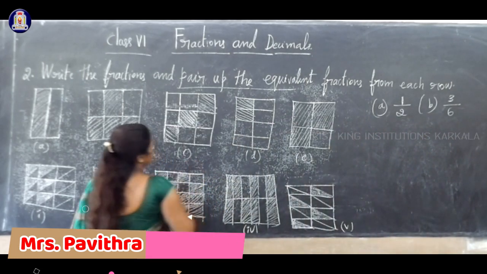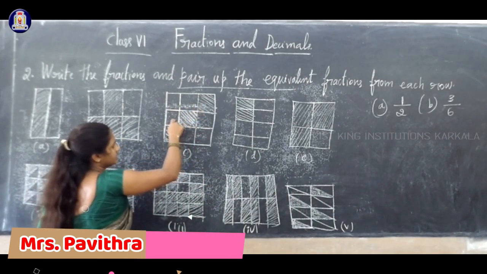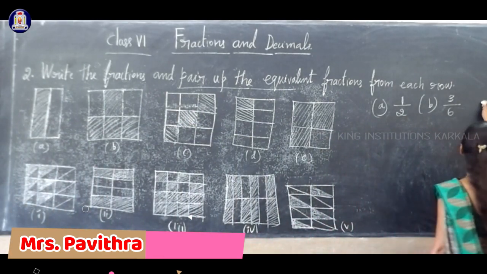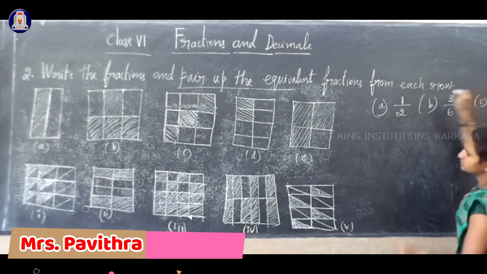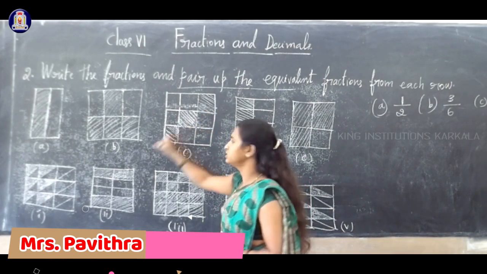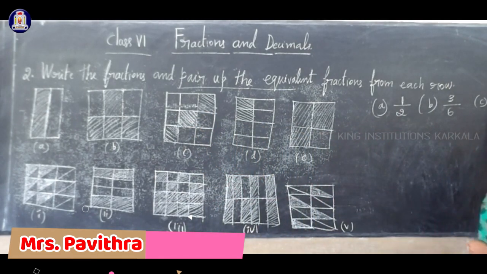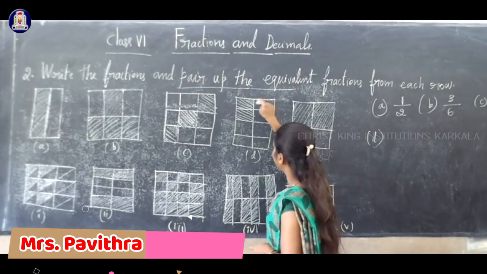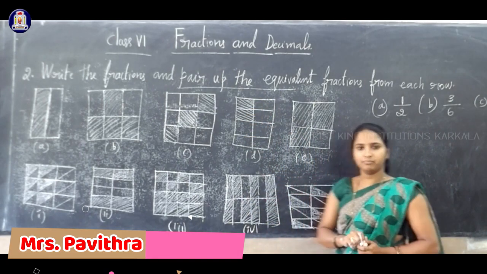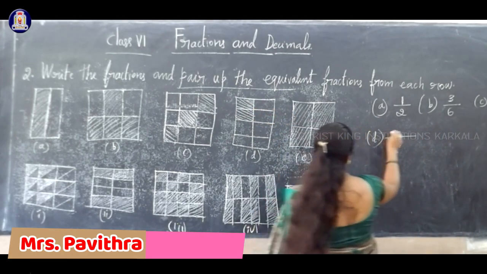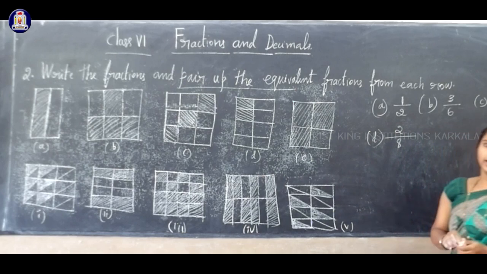Now the third figure, there is 1, 2, 3, 4, 5, 6, 7, 8, 9. So there are 9 equal parts. In that, how many parts are shaded? See, 1, 2, 3. Only 3, so 3 by 9. Okay. The next figure is D. In that D, 1, 2, 3, 4, 5, 6, 7, 8. So total 8 parts. In that only 2 parts are shaded. So the answer is 2 by 8.